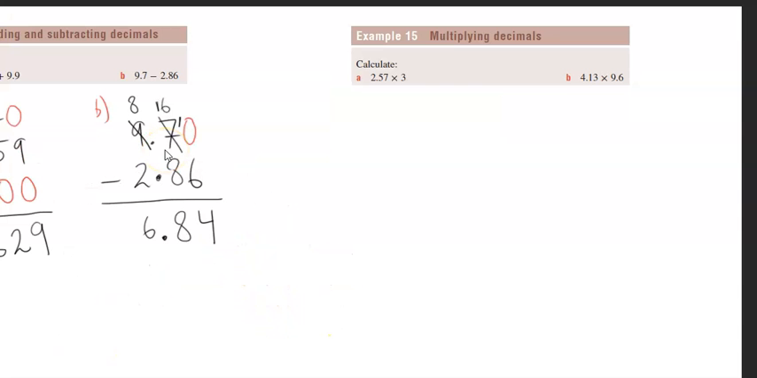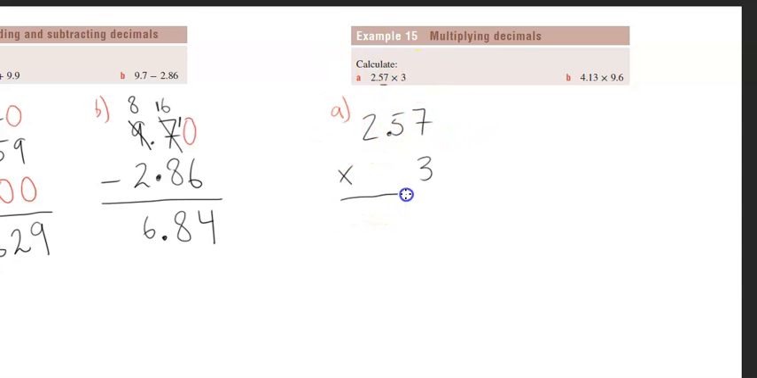Alright, example 15, we're going to multiply these decimals here. Here we have 2.57 multiplied by 3. So let's go ahead and get this up and running. Change this to A. So 2.57, and we're going to multiply this by 3. So we can see that there are 2 decimal places for this first multiplier here, 2.57. There's none for here. So all up we have 2.